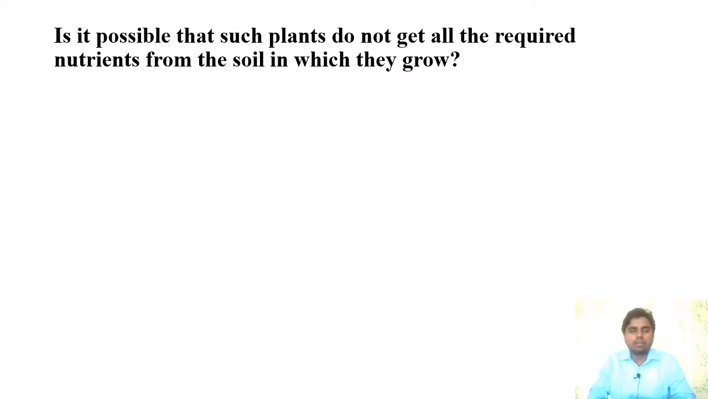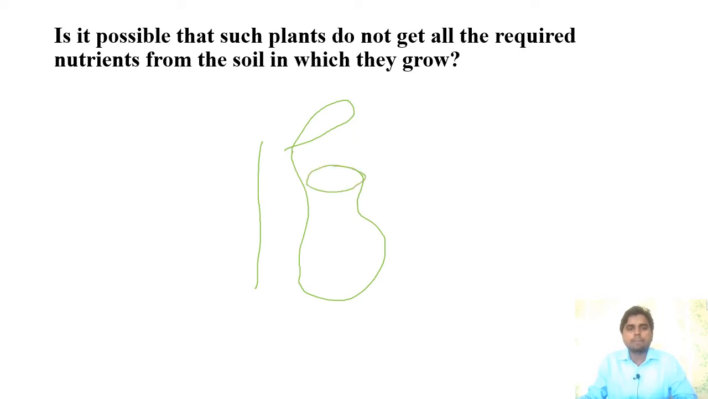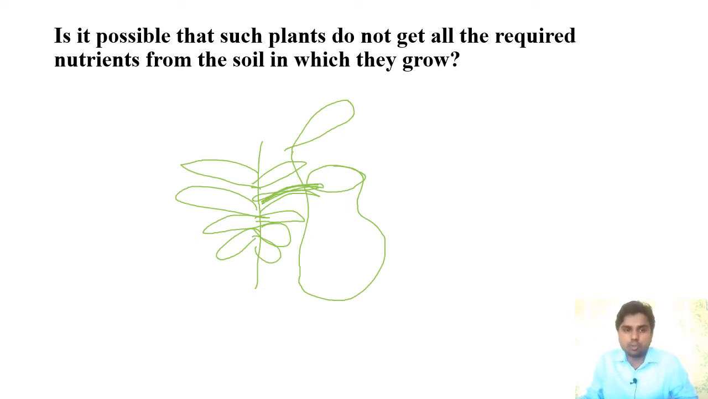Moving forward, tell me, is it possible that such plants do not get all the required nutrition from the soil in which they grow? So the question arises: why does the pitcher plant depend upon insects? What is the reason behind it? Can you think about this? The reason is that the place where the pitcher plant grows has soil that is deficient in nutrients. Their soil does not contain enough nitrogen.